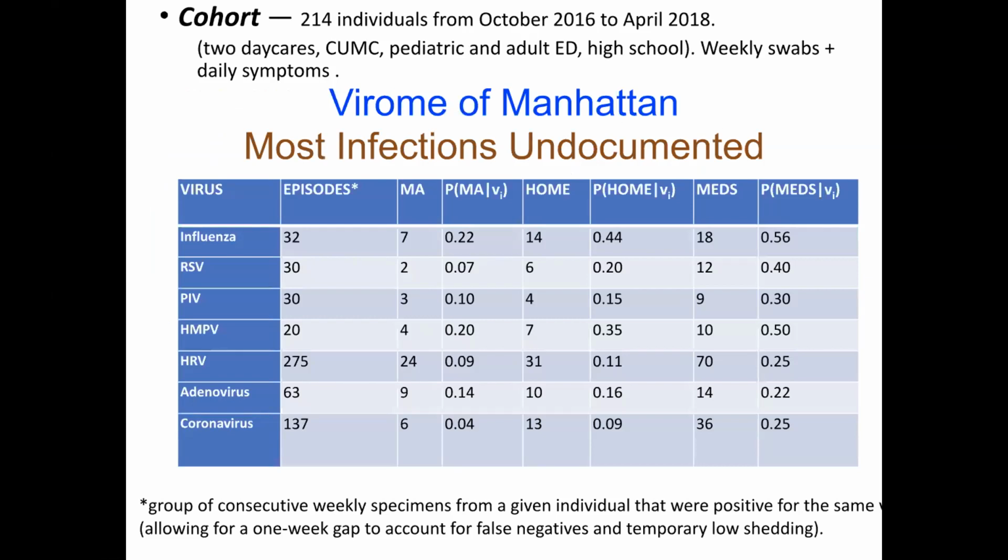This is a project that was called the Virome of Manhattan that was funded by the US Department of Defense. And what we were trying to do here was to understand a number of the characteristics of respiratory viruses that allow them to get around so efficiently and so well in the broader world. One of the main aims was to try to understand what kind of levels of asymptomatic infection were going around, what level of undocumented infection there was in the broader community for common respiratory viruses.